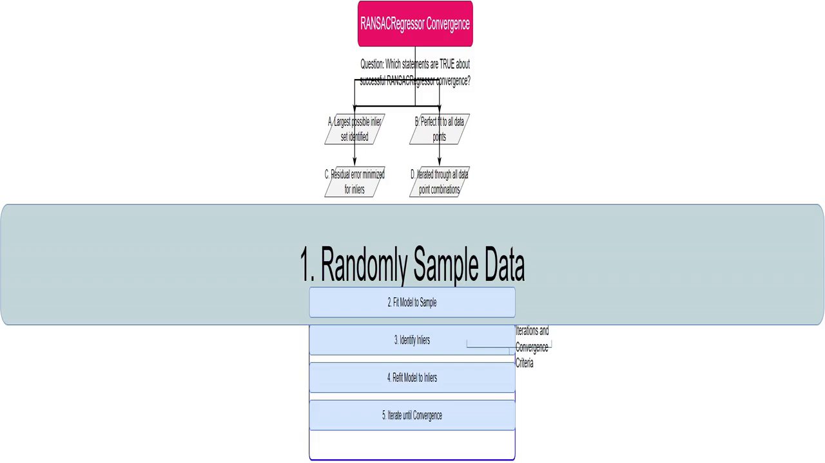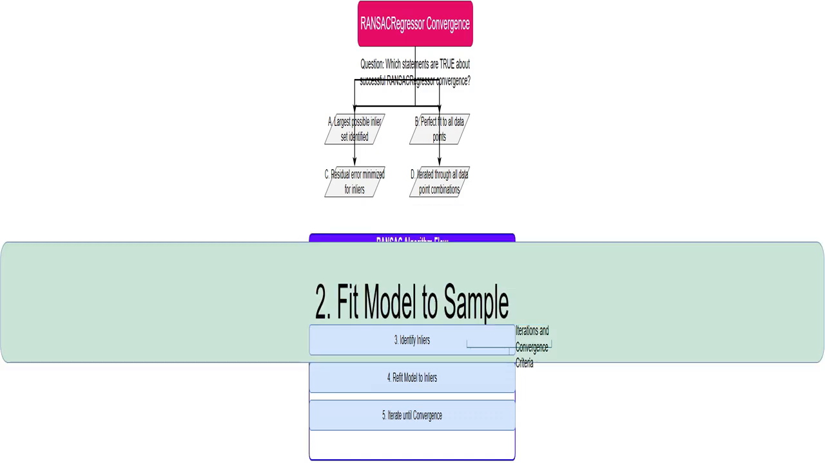This is the first step of RANSAC. I randomly choose a small number of data points from my entire dataset. This helps make my algorithm efficient, especially with large datasets. After randomly selecting my data points, I fit a model to these points. For example, if my model is a line, I find the line that best fits this random subset.